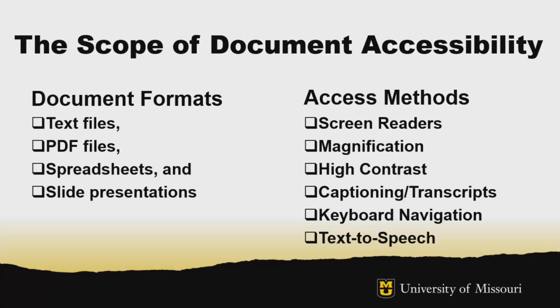When we consider electronic document accessibility, we first need to understand the scope of what we are calling a document. Common electronic documents include text files, PDF files, spreadsheets, and slide presentations. Each of these categories represents a format of electronic documents. And within each format, there are countless ways to structure content.